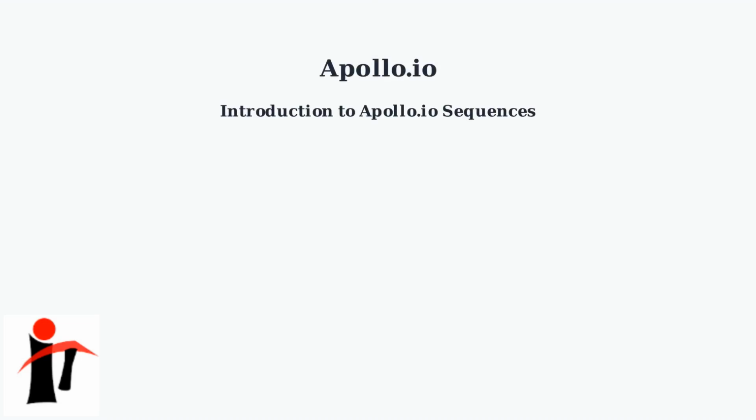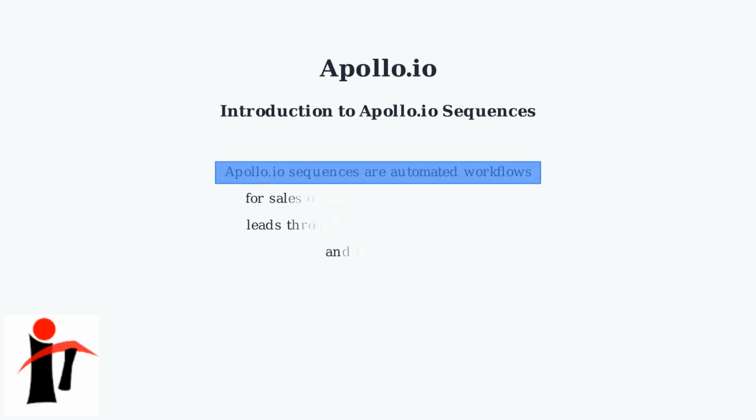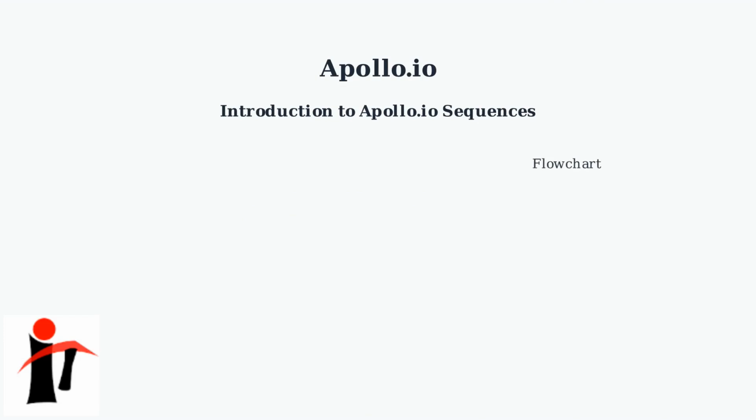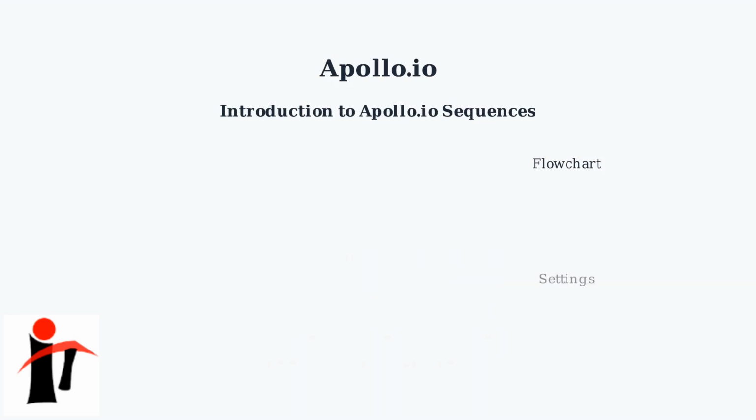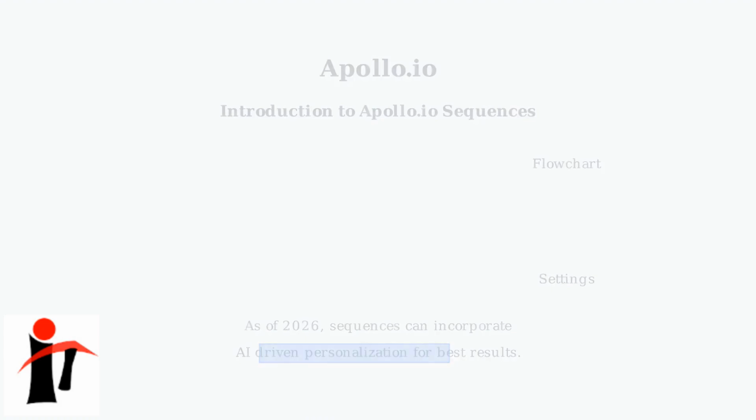Apollo.io sequences are automated workflows for sales outreach, designed to engage leads through a series of emails, tasks, and follow-ups. This video will guide you through setting up effective sequences in Apollo.io, covering essential steps, rules, and best practices to maximize your lead generation and nurturing efforts. As of 2026, sequences can incorporate AI-driven personalization for best results.